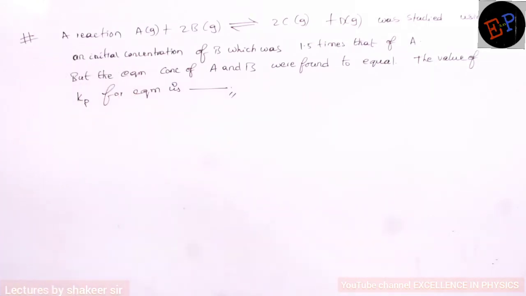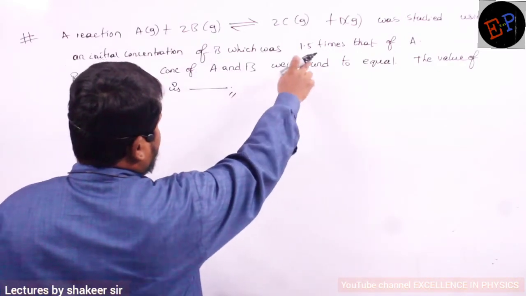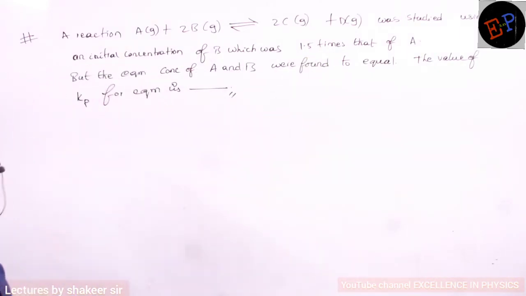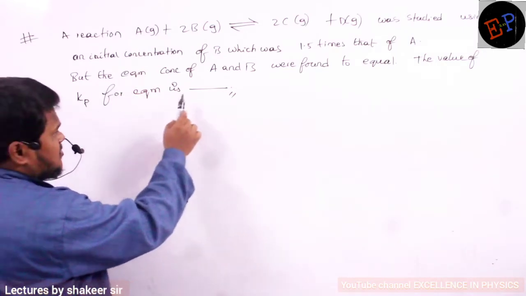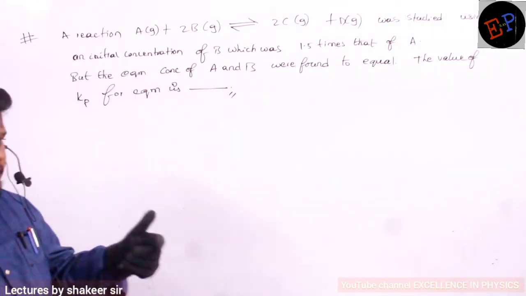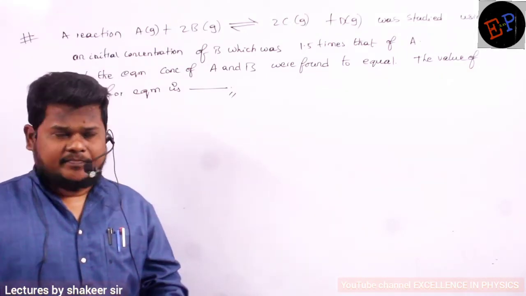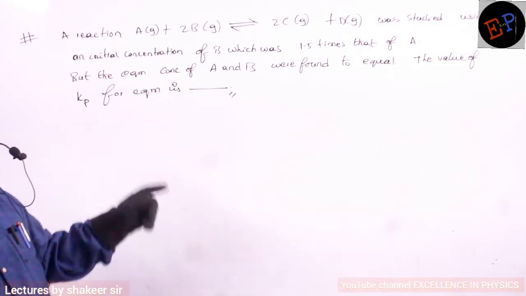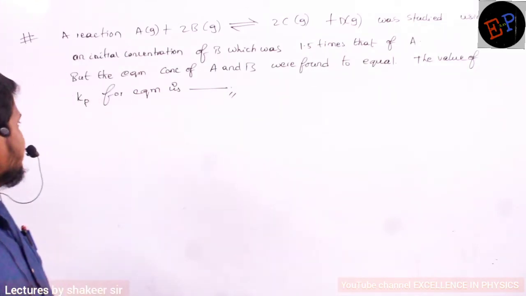So this reaction is studied and it is observed that initial concentration of B was 1.5 that of A. It means concentration of B is 1.5 times when compared to concentration of A. But at equilibrium, concentration of A and B were found to be equal. Then what is the Kp value for the equilibrium that we are supposed to calculate?